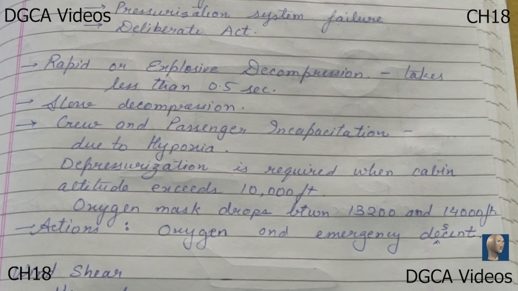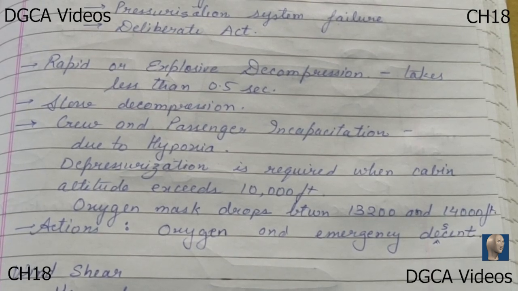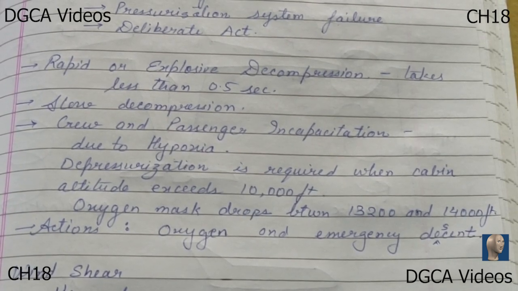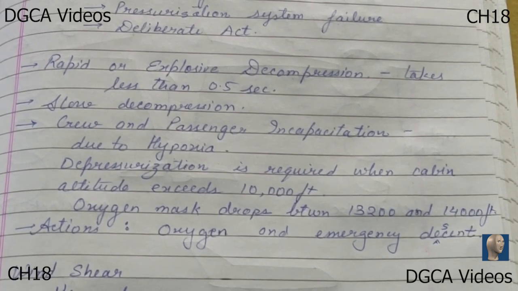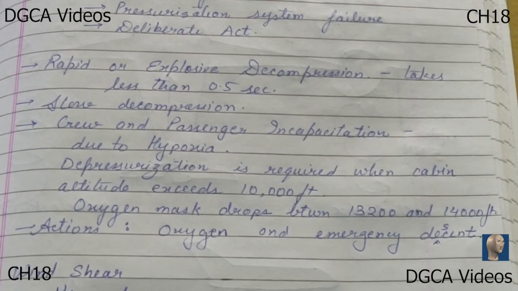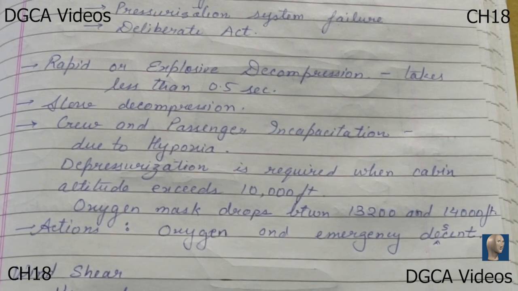Depressurization warning is required when the cabin altitude exceeds 10,000 feet. Up to 10,000 feet the body manages with the amount of oxygen which is there. But if we go above 10,000 feet, then supplementary oxygen is required, and at an altitude between 13,200 feet to 14,000 feet, the oxygen mask will drop down automatically, but not higher than 15,000 feet. Okay.